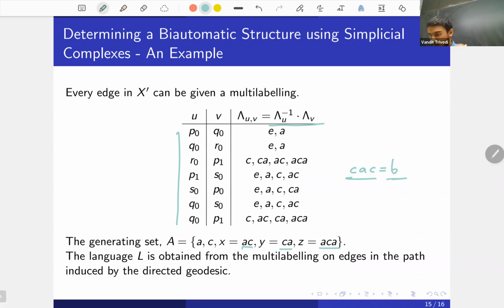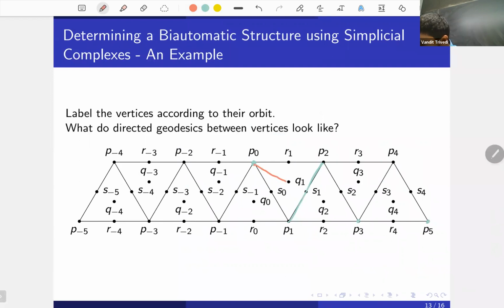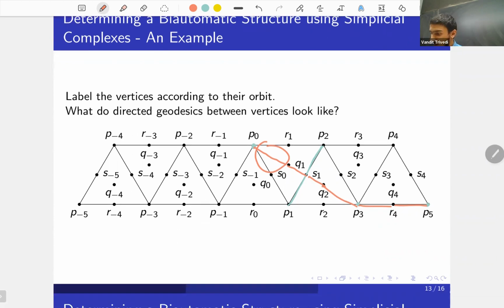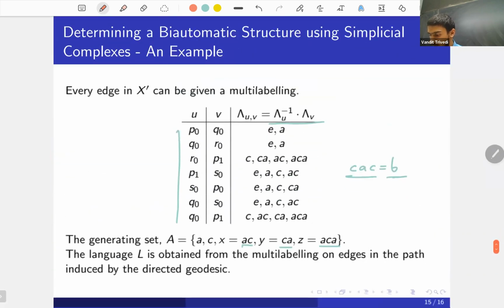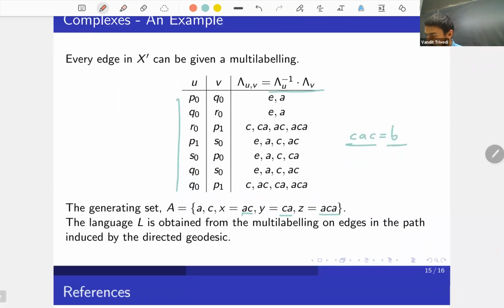And the language L is obtained by looking at directed geodesics, and each directed geodesic, as we saw here, induces a path, a sequence of edges. And you can think about the multi-labeling for each of these edges, and that is what constitutes the biautomatic structure. So I think about the labels for each vertex along that sequence of edges. I look at the multi-labeling, and all possible combinations of that is what gives us an automatic structure on the group. So you can get an idea here that it's going to get pretty computationally intensive because I'm going to have to enumerate a lot of possibilities. So that isn't something that I'm going to do here today, but that is something that you can do now for your favorite group. So with that, that's all I had to say today.